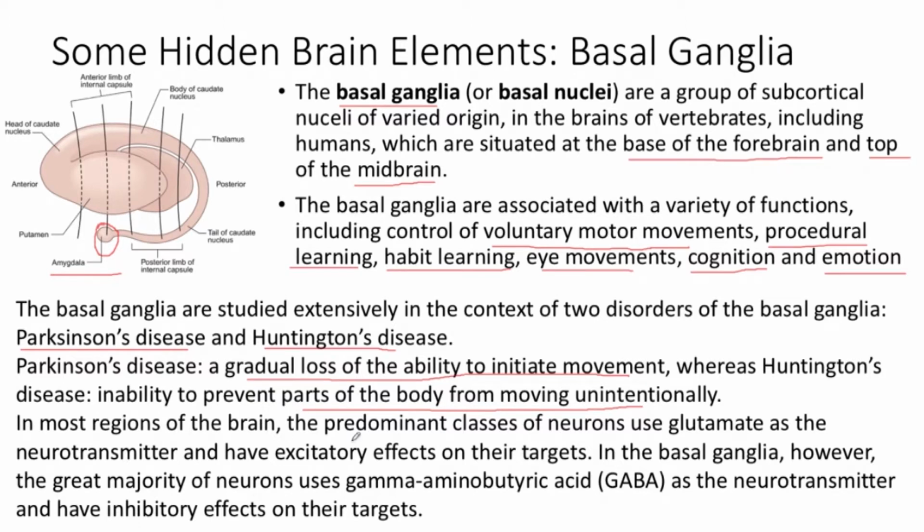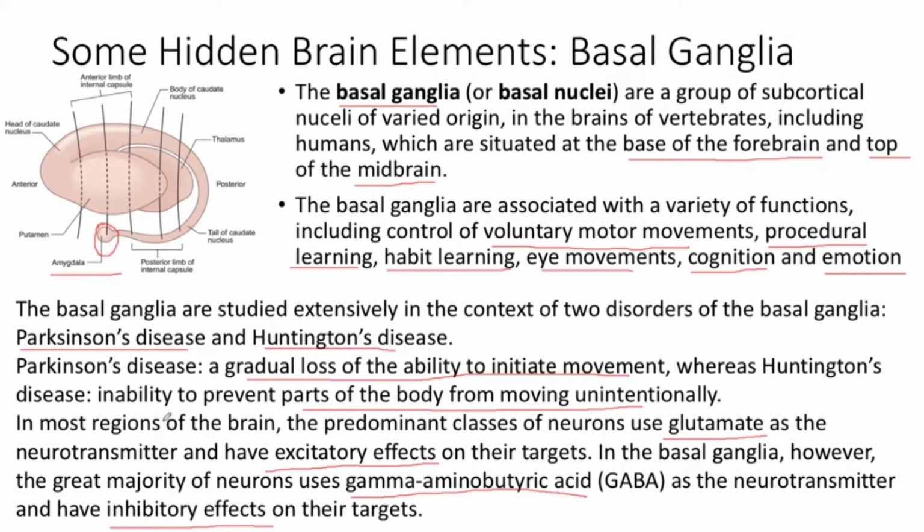Now, in most regions of the brain, the predominant classes of neurons use glutamate as the neurotransmitter, and it has an excitatory effect. On the other hand, the great majority of neurons in the basal ganglia use something called GABA, gamma aminobutyric acid, which works like a neurotransmitter that has inhibitory effects on its target. So by nature, this is somewhat different because it works on the GABA.